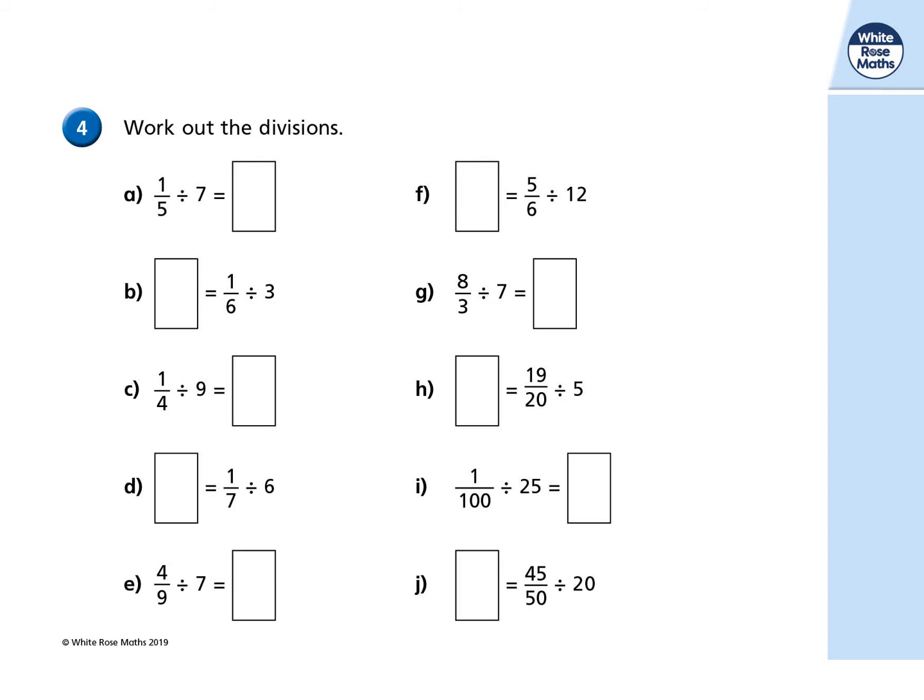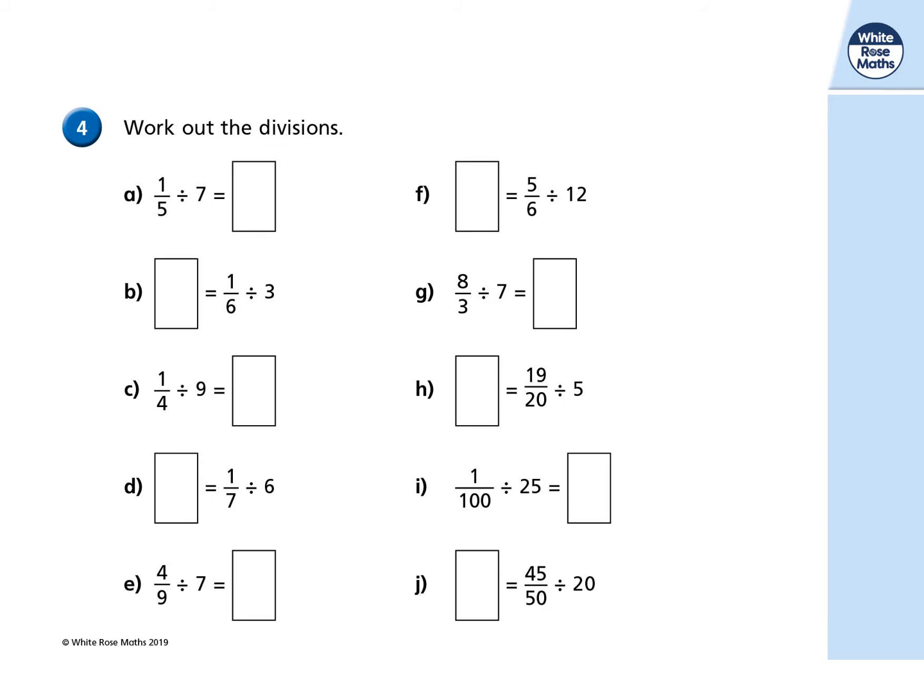For G, 8/3 divided by 7. Okay, so keep the 8. Look at the link between the 3 and the 7. How much smaller is that fraction going to be now? Because remember, the larger the number in a fraction for the denominator, the smaller it's going to be. For the next one, 19 over 20 divided by 5. Okay, so 19 over 20, you keep the 19, that denominator is going to change and it's going to be a lot smaller. Use your multiplication knowledge to help you out.